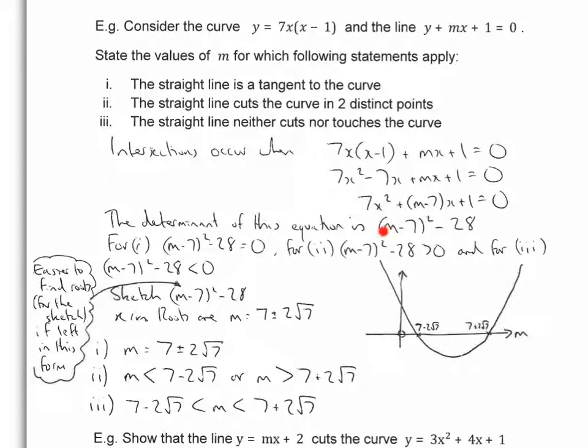I'm not going to expand this. You're going to see that it's much nicer to leave it in this format here. So this is the determinant of the equation which gives the intersections. So I'm going to use this to investigate how many answers this has, how many intersections there will be.